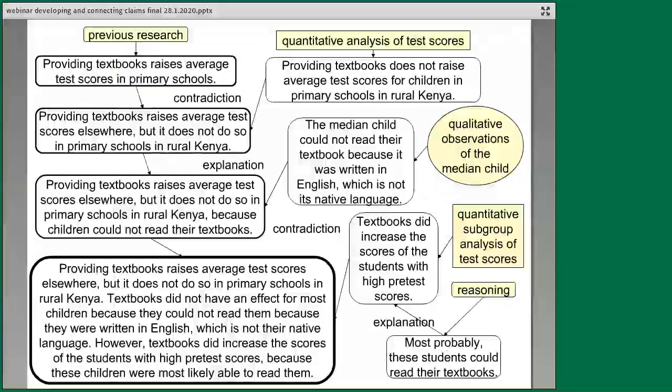Because, as I said, the researchers might have decided to stop here after they had only done their quantitative analysis and said, oh well, this textbook does not have an effect in primary schools in rural Kenya. But they did not. They went further, and then they found an explanation through mixed method research, namely children could not read their textbook. They could have stopped there, but again they went further and concluded that there were two subgroups: one group of children who were able to read their textbook and one who were not able to read their textbook.